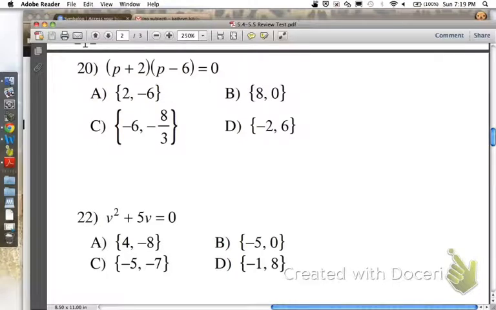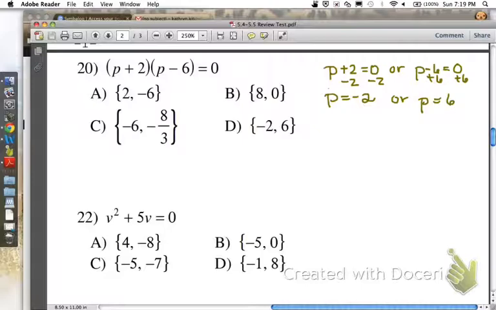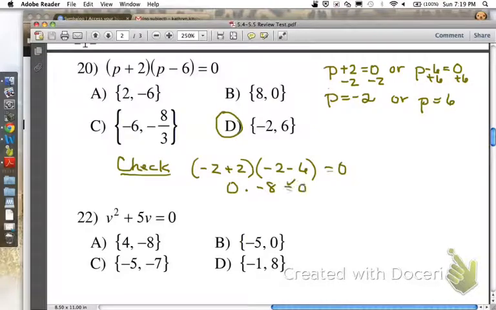The next question, again, these are already factored, and so you simply have to set them equal to 0 and solve for the variable. And it's that simple. Now what you could do is check. When you plug negative 2 into the original equation, you get 0 times negative 8, which is 0. And when you plug 6 in, you get 8 times 0, which is also 0. Again, that's how the zero product property works.